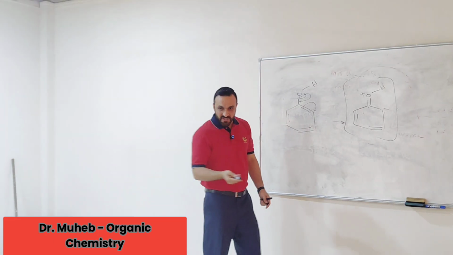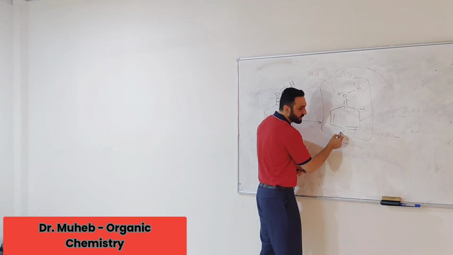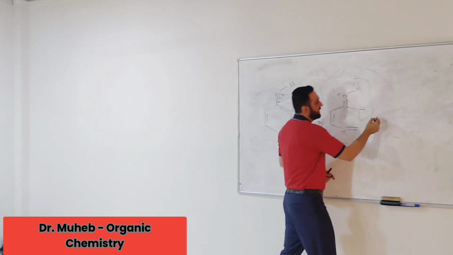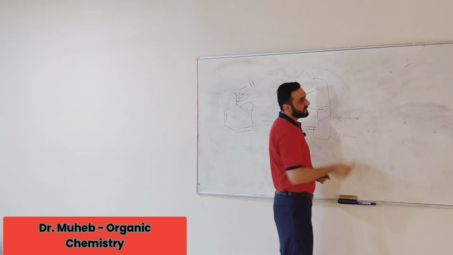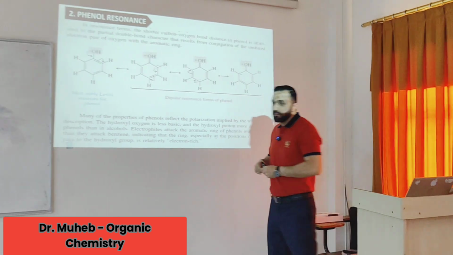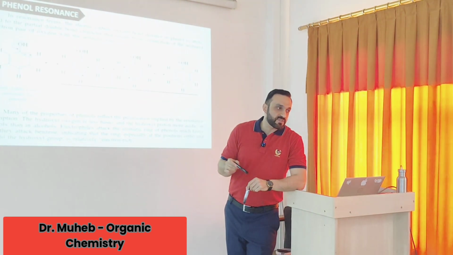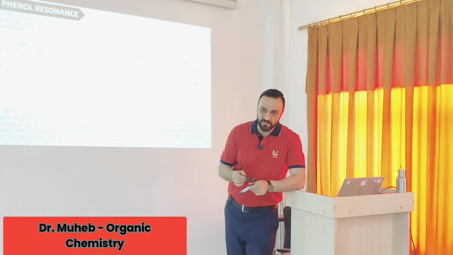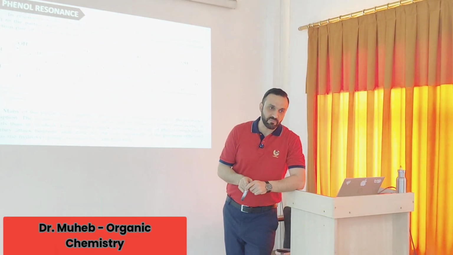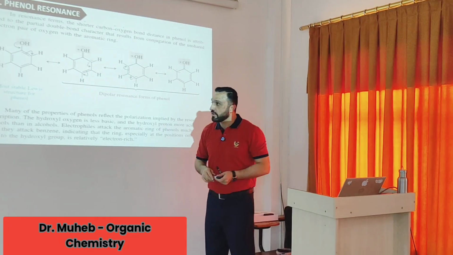So for the second resonance structure, this makes a pi bond and this opens to here. As I show you here, I don't write it again because it's easier. Maybe I will give you a small question in your exam: write the resonance structures of the phenol compound. You have to write this.